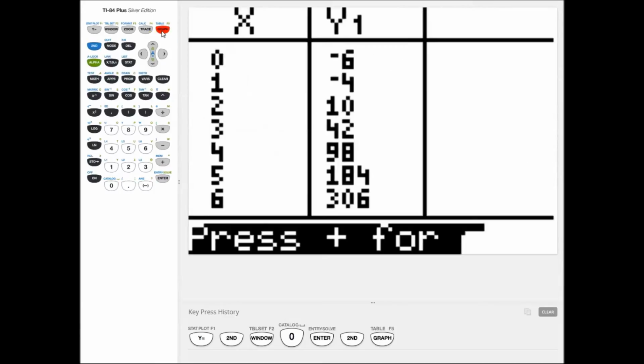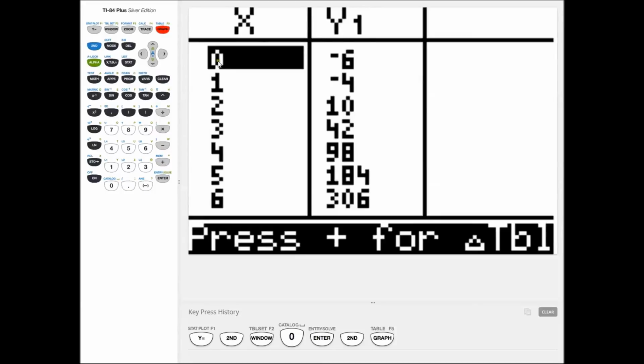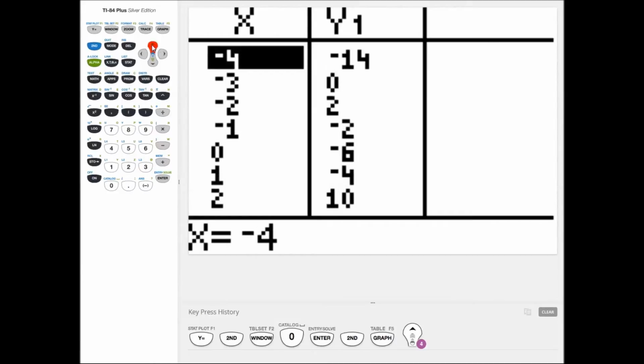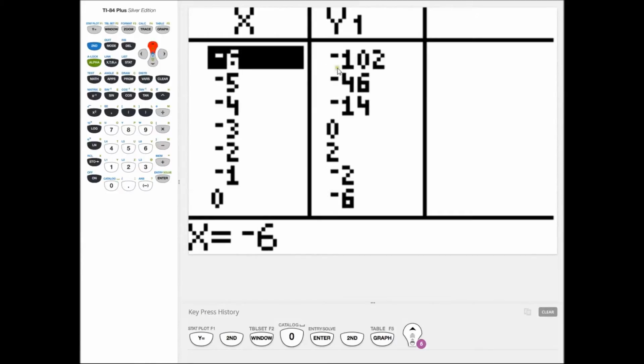Second table. And I can see from 0 to 6 right here, and none of them give me 0, which means none of the possible rational roots that were positive give me 0. So it's not looking good so far. Let's go into the negatives and see. Okay, there's 1. So -3 is 1. And as I go up, there's no other ones.